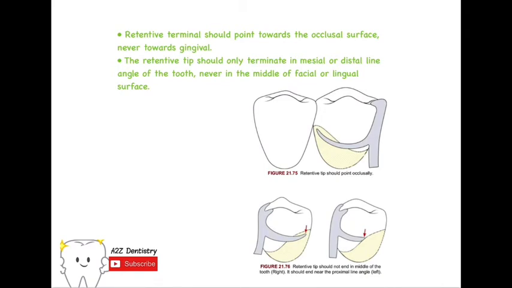never towards gingival. For approaching the gingival undercuts, we have our reciprocal arm. We don't need any retentive arm here. So basically this retentive terminal should always point towards the occlusal surface and never towards the gingival, right?